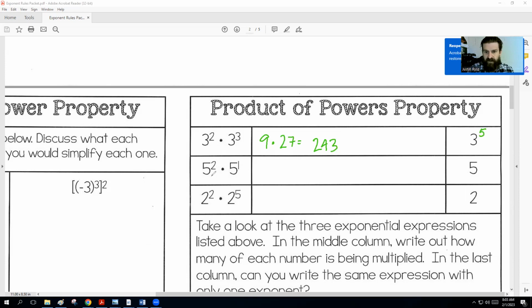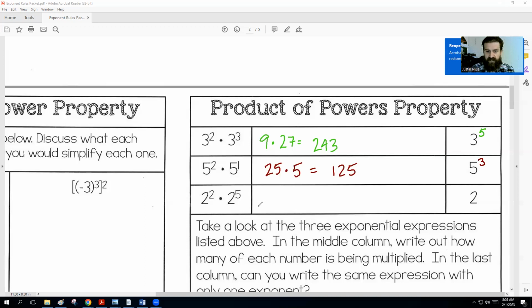All right, what about this one? What's 5 squared times 5 to the 1st? Well, 5 squared is 25. 5 to the 1st is 5. If we multiply those together, that's 125. And the same thing, 5 to what power is that? Take a second, plug it in your calculator, try to figure it out. That would be 5 to the 3rd.